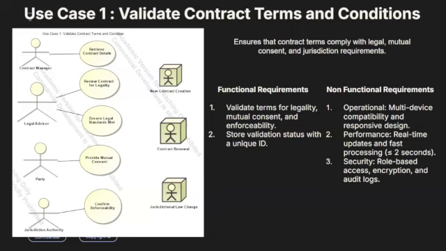The functional requirements include initiating validation and retrieving contract details, conducting legal review and obtaining consent, and verifying jurisdiction and storing validation outcomes. The non-functional requirements include operational requirements, performance requirements, and security requirements. The operational requirements include device compatibility, reliable connectivity, adaptable layouts. The performance requirements include real-time updates, simultaneous access, and process efficiency. The security requirements include role-based access control, encryption, access restriction, audit logging, and multi-factor authentication.